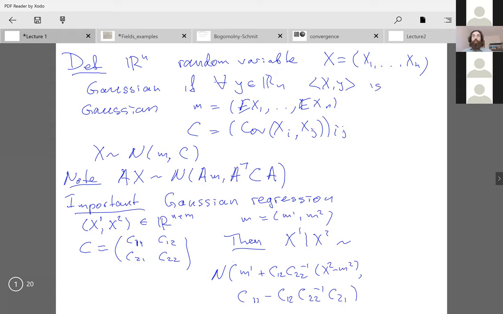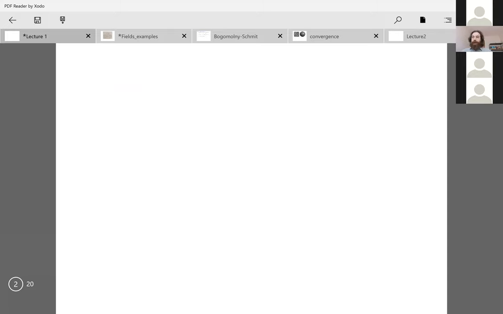And this is something that we will use quite a few times in this course. Again, as I mentioned, usually the mean value will be zero. So if we condition X1 on X2, and usually we will condition on X2 being zero, then the mean value still stays zero, and we have an explicit formula for the covariance. Well, I think a lot of you have seen this formula. If not, you can prove it either by simple linear algebra, or by considering joint densities. There are many ways of doing this.